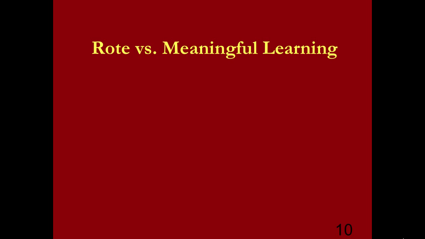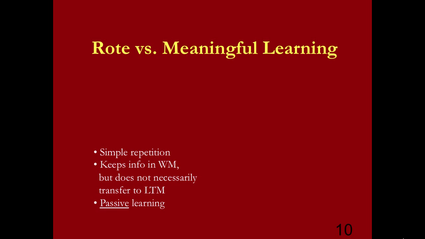Rote learning strategies, such as simple repetition, keep information in the working memory, but don't necessarily transfer it to long term because it's very passive. Your working memory is not having to process at a very high level, which makes it very difficult for the information to get into long-term memory or to be retrieved when it does make it in.